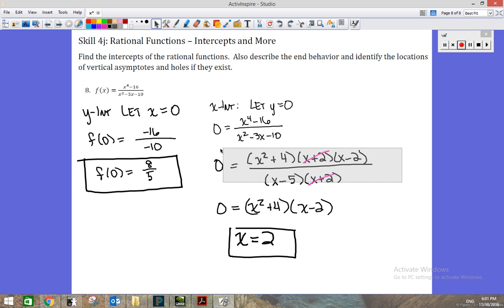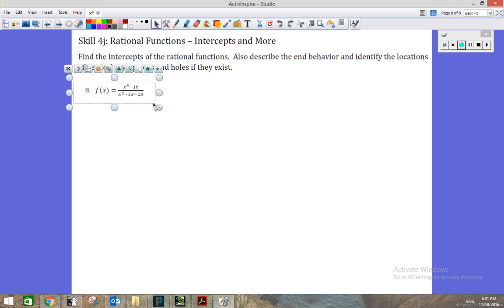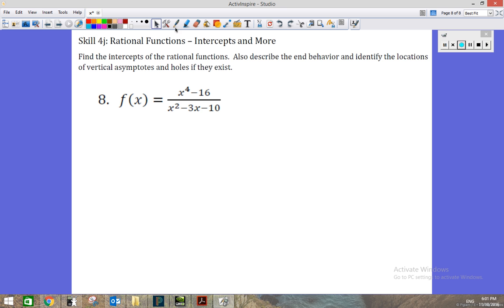Let's keep my factored work here. Alright, it's the end behavior. Let's compare the degree of the numerator against the degree of the denominator. The degree of the numerator is 4. The degree of the denominator is 2. It's top heavy. There is no horizontal asymptote.